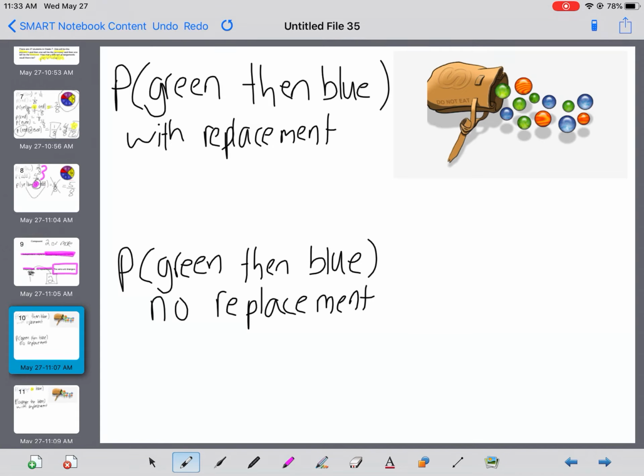Here we have a bag of marbles. What's the probability of green and then blue? When you see words like "then," you can think, oh, it's a compound event. Two things are happening. It's not green or blue. It's like I'm going to pull a green and then I'm going to pull a blue. In this case, I am going to replace it, so that means it's independent. When I'm working with compound events, I multiply.